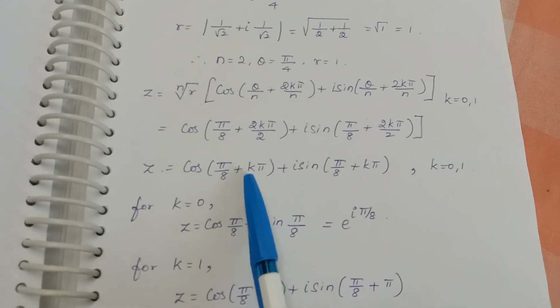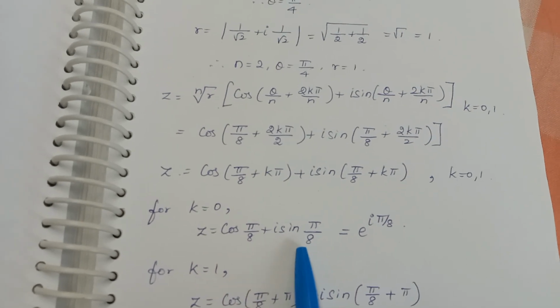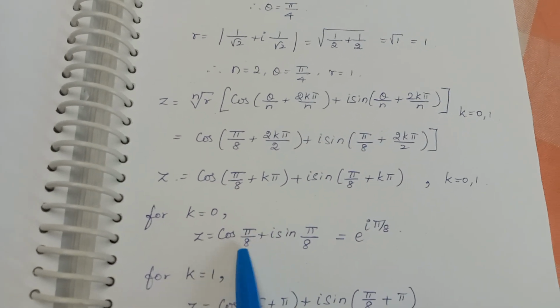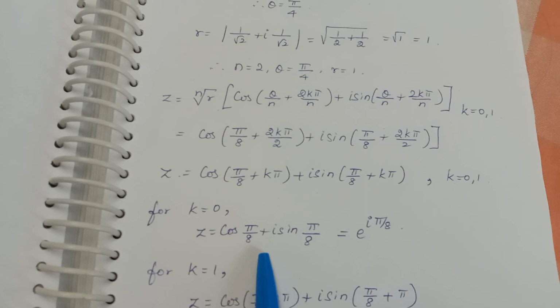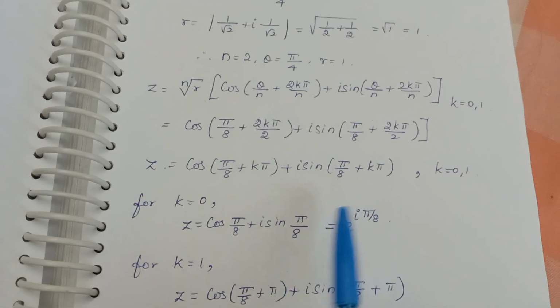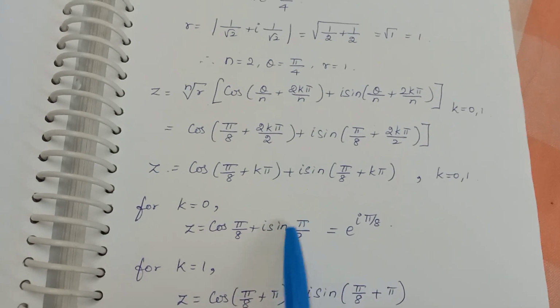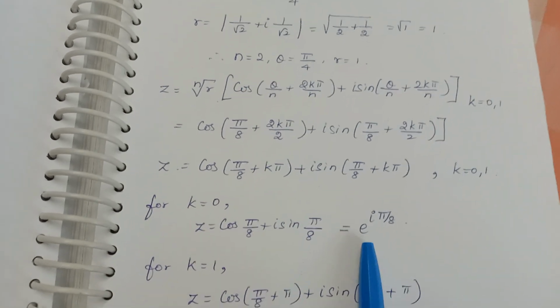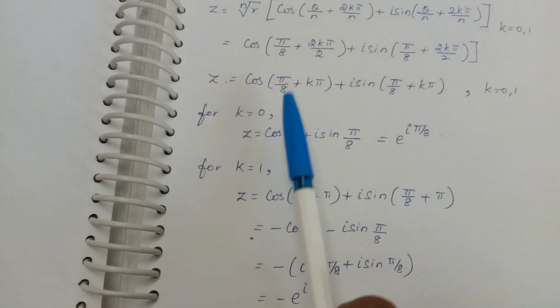For k equal to 0, it will be simply cos pi by 8 plus i sin pi by 8. This is not a standard value, no, and we cannot write it in any other way. So simply I write it as e power i pi by 8. Okay, if you don't know the value of cos for the given angle, then you simply write it as it is. Okay, right. For k equal to 1, it is what?